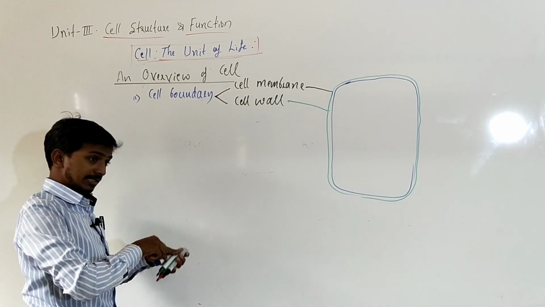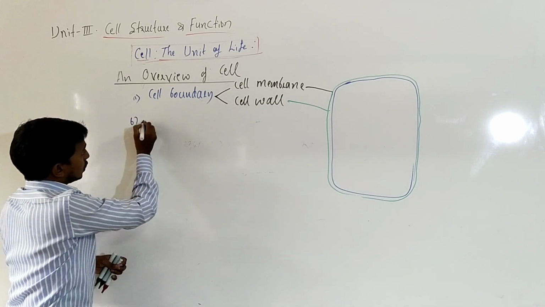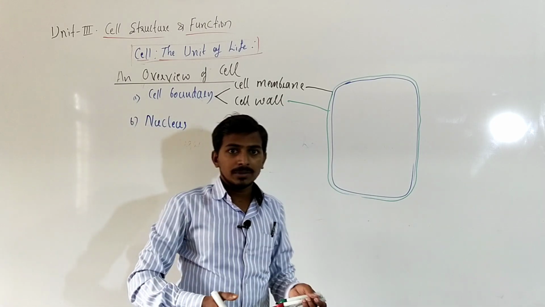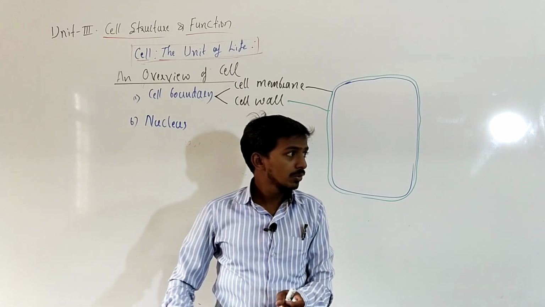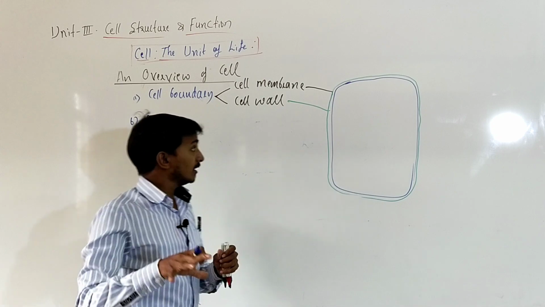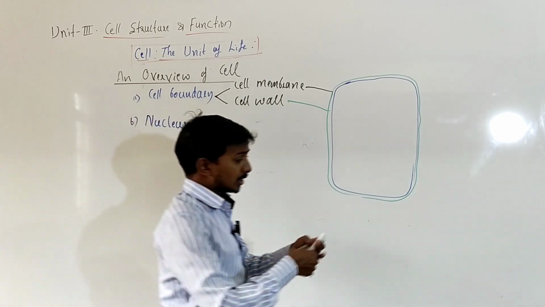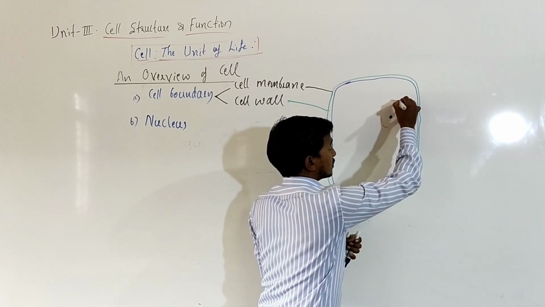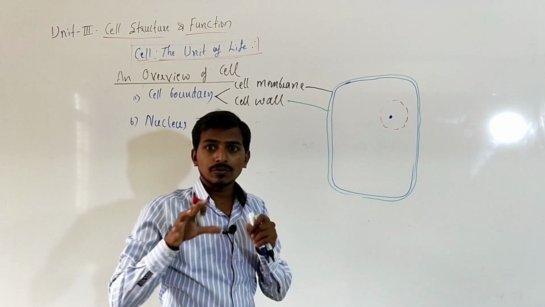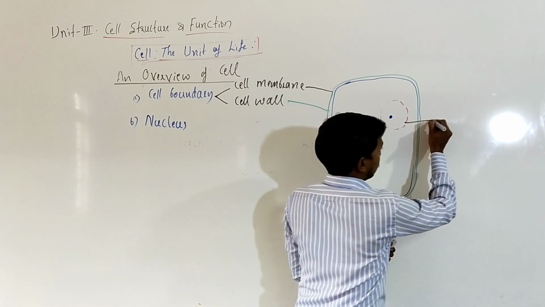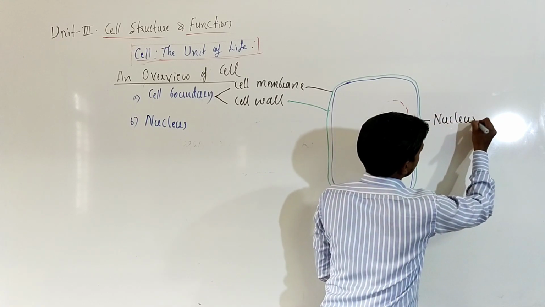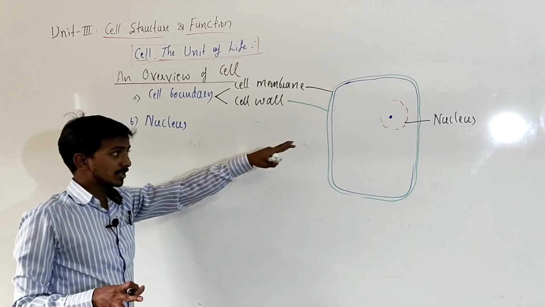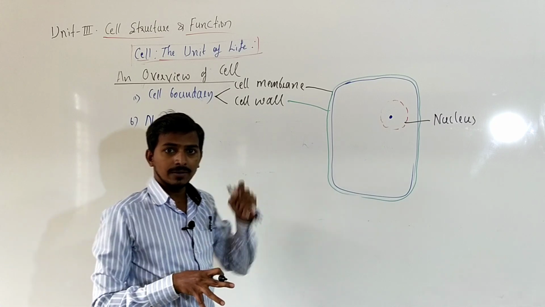Then, the second thing present in the cell is the nucleus. For example, our college has a principal who coordinates every activity. Like that, the cell has a nucleus that controls all the activities of the cell. That controlling center of the cell is called the nucleus, which is responsible for all the activities of the cell. That's why it is called the controlling center, the major center of the cell.